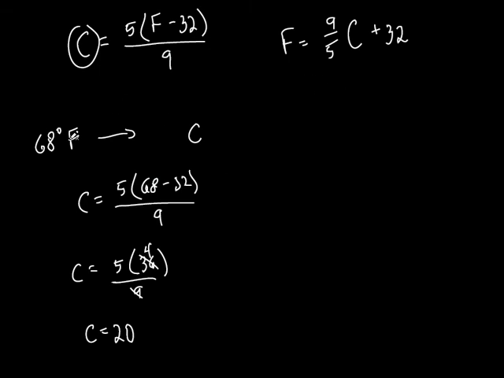So that's the kind of stuff you're going to do. Now, you could do the same thing here, right? They could give it to you in Celsius, and what do you do? You multiply it by 9/5, add 32, and that gives it to you in Fahrenheit.